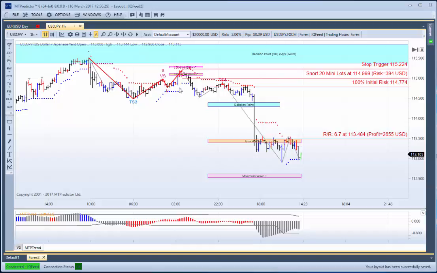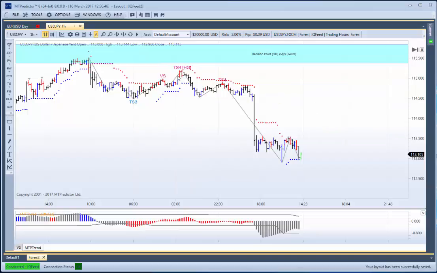So that's why I've nicknamed this a Holy Grail, not because it has a high percentage of winners, but because when the profits come through, they're normally large, very large, in relation to the small initial risk. So I think that is the Holy Grail of trades, a trade where the potential profit is large in relation to the small initial risk. So this is a good example here of the new features we have in our MTPredictor version 8.